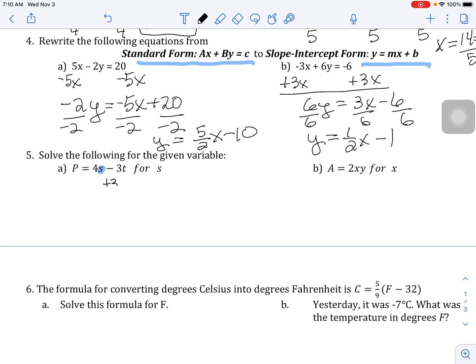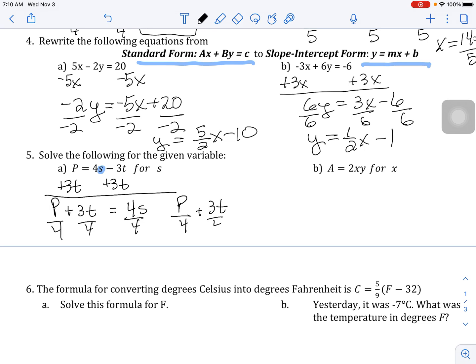All right, I'm going to add 3t here because the equation says minus 3t, so you want to do the inverse operation. So that's going to be P plus 3t equals 4s. And again, don't change the case. So if it's uppercase, keep it in uppercase. So I went and fixed that. Okay, divide by 4, divide by 4, divide by 4. So capital P over 4 plus 3t over 4 equals s.